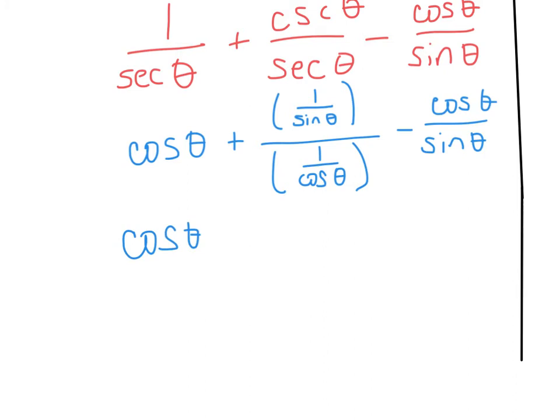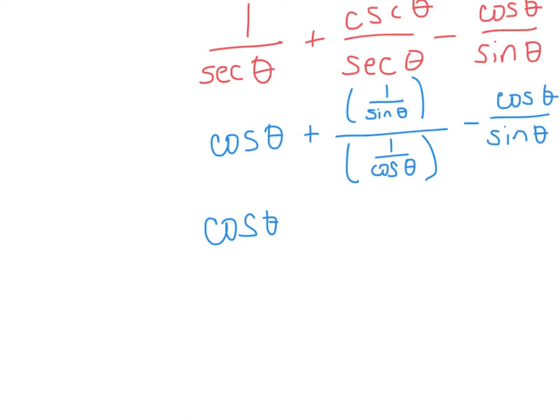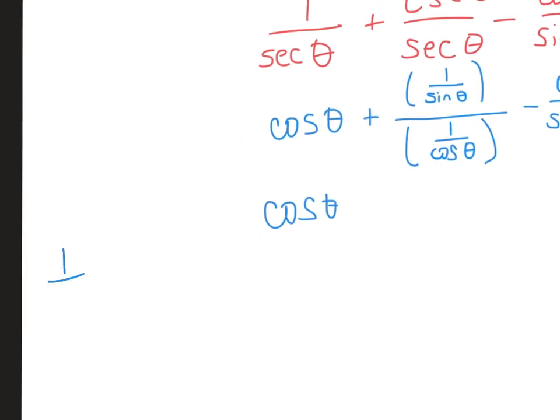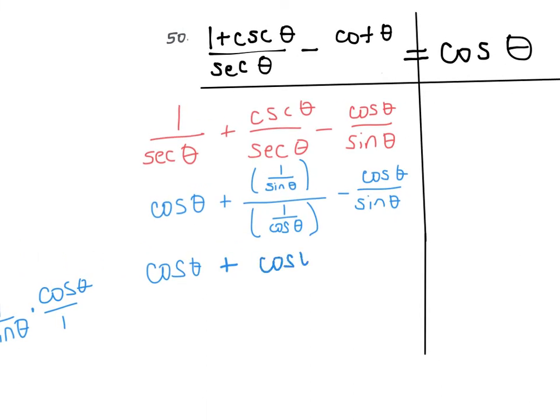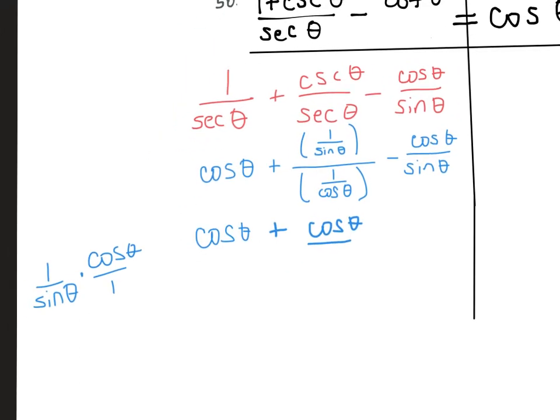And I'm going to simplify this part. If I have 1 over sine theta divided by 1 over cosine, let's do a little side work over here. 1 over sine, we're going to keep, change, flip. So 1 over sine theta times cosine theta over 1, when I complete that, is going to become cosine theta over sine theta.